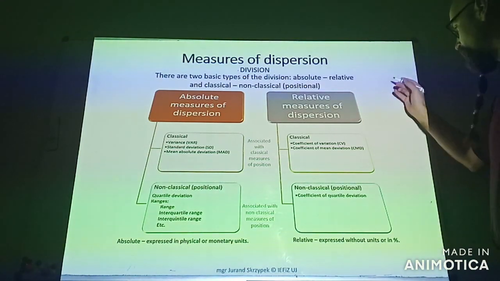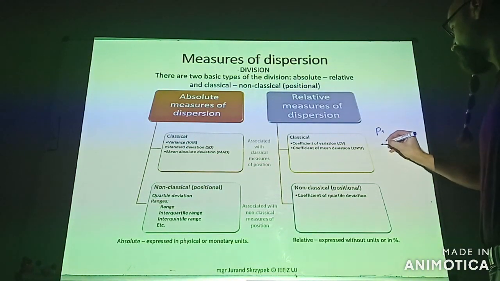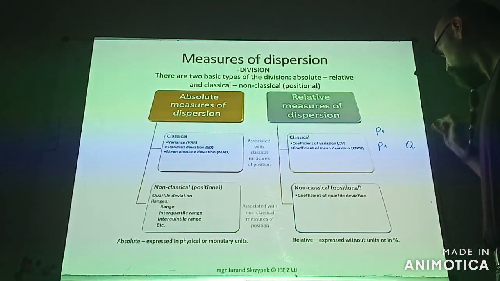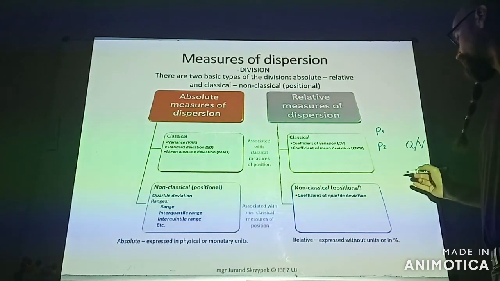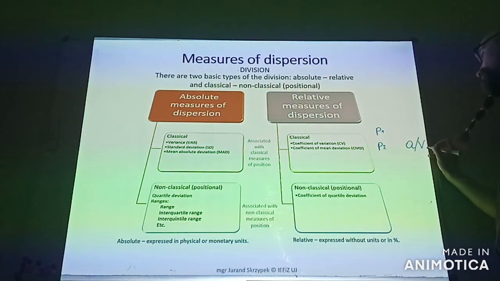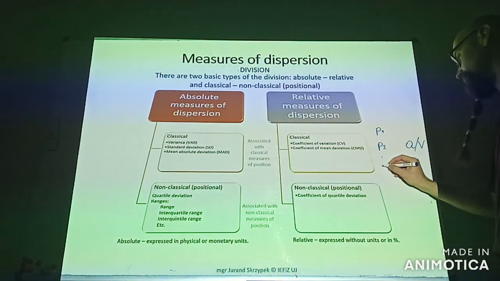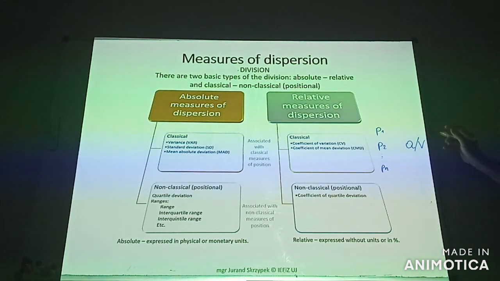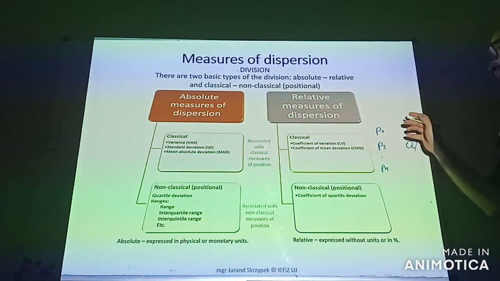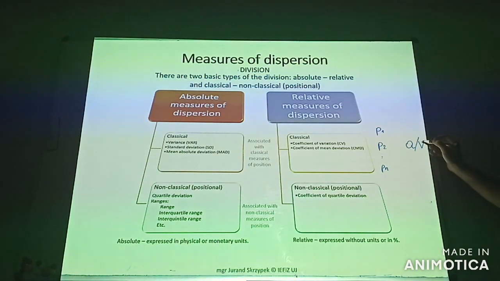There is no unit here, so we can compare the differentiation between different sets of data. For example, we can compare the differentiation of one variable in different populations. Like before, we have one variable, monthly wages, and different populations, different firms. So we can compare the differentiation, the spread of the monthly wages values in different firms.